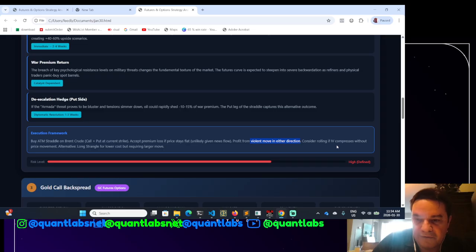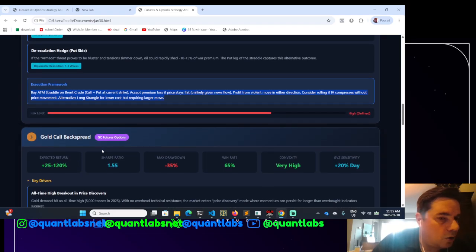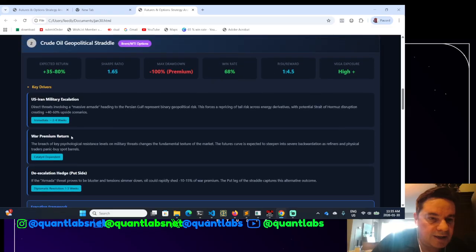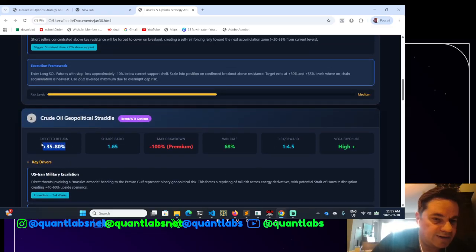Consider rolling if implied volatility compresses without price movements, and an alternative long straddle for lower cost but requiring a larger move. Okay, so this is telling you potentially what will drive it on that trading opportunity, again with futures and options, specifically for oil. And then here you can see it lists expected return 35 to 80%. This is a short-term trade with a 1.65 Sharpe ratio.